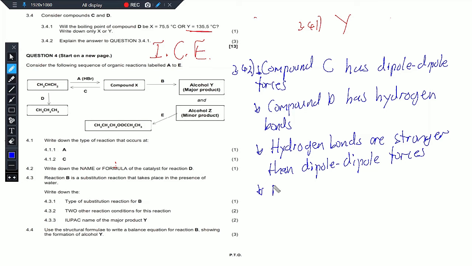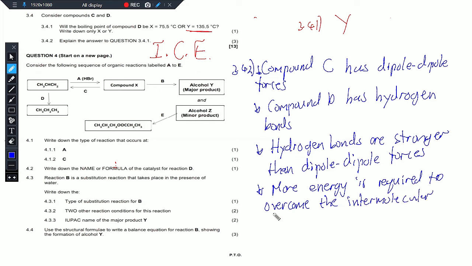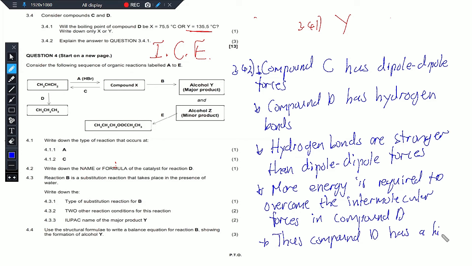Which means more energy is required to overcome the intermolecular forces in compound D. Right. And thus compound D has a higher boiling point. So this is just your conclusion here.